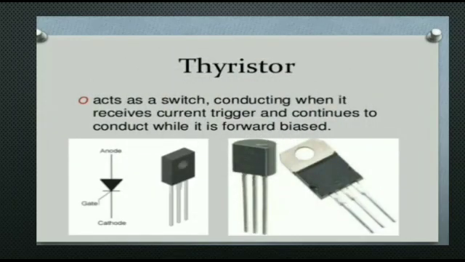Next component is the thyristor. This is the picture of the exact component, and this is the symbol. This device acts as a switch, conducting when it receives a current trigger, and continues to conduct while it is forward biased. That means this device works in which condition? Forward bias condition.